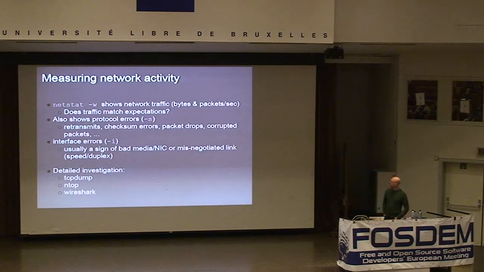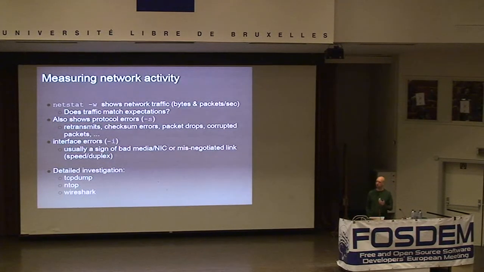Okay, so moving on to the next topic, which is network activity. netstat is one of the built-in tools for looking at what the network is doing. netstat -w will show you a breakdown of traffic per second, inbound and outbound, on a given interface. So if your application is talking to the network and things are going slowly, you can check: is the traffic matching expectations? Maybe there is not enough traffic coming in. And so this can point you at an underutilized server, for example.